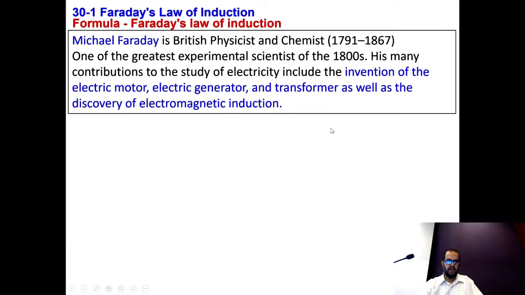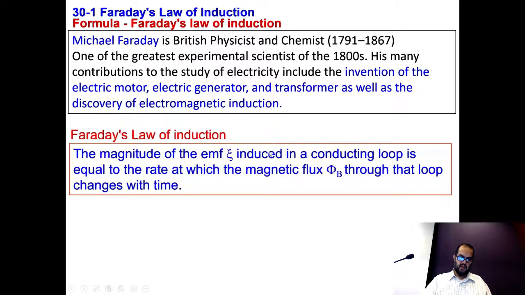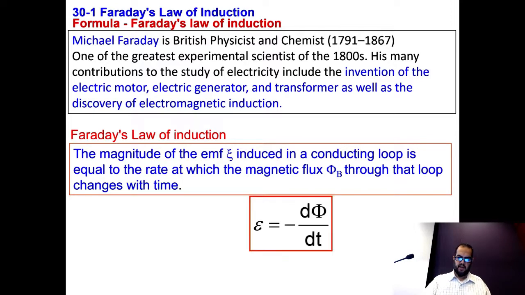Now this is the formula. Michael Faraday was a physicist and chemist. He lived in the early 1800s, and was one of the greatest experimental scientists. His many contributions to the study of electricity include the invention of the electric motor, the electric generator, the transformer, as well as the discovery of electromagnetic induction. So, great contribution. His law says the magnitude of the EMF induced in a conducting loop is equal to the rate at which the magnetic flux through the loop changes with time, with a negative sign.